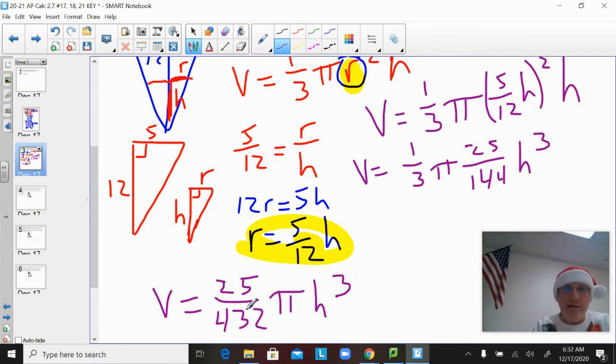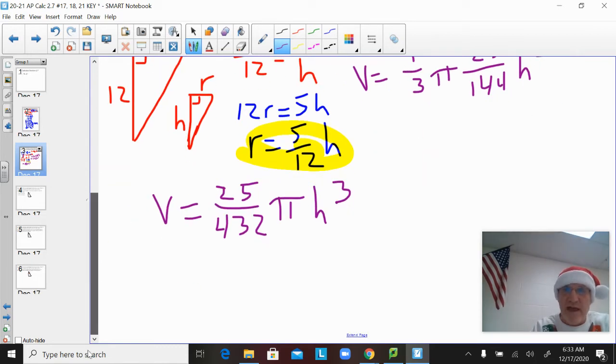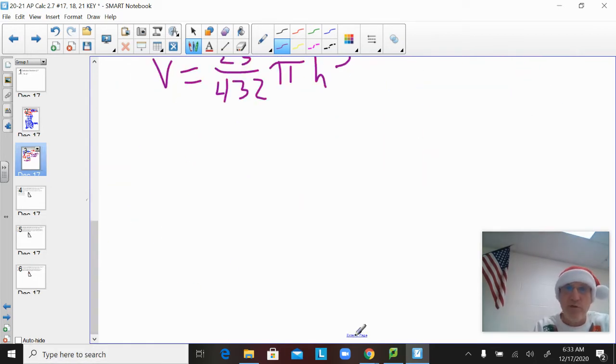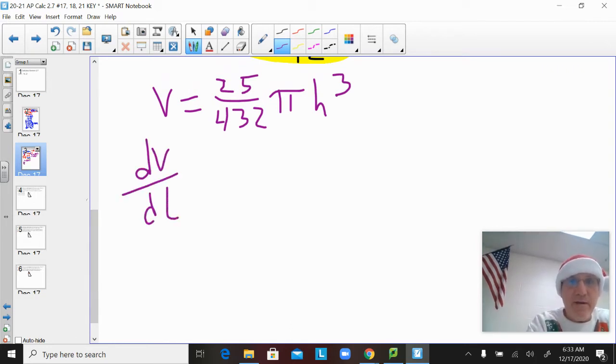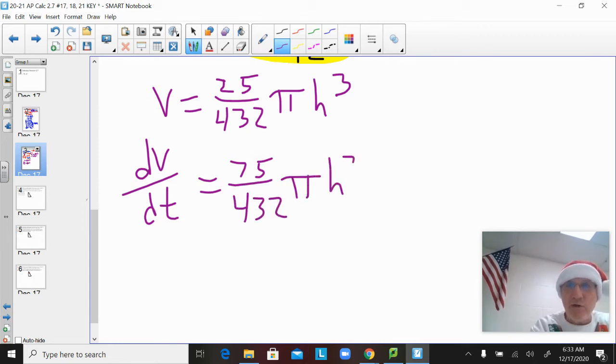I think now I'm ready to take the derivative of that equation with respect to time. So that becomes dV/dt on this side. I move the 3 out front. 3 times 25 over 432 is 75 over 432, and it's pi h squared dh/dt.